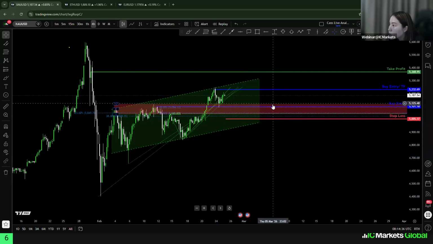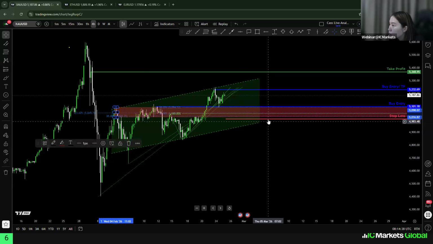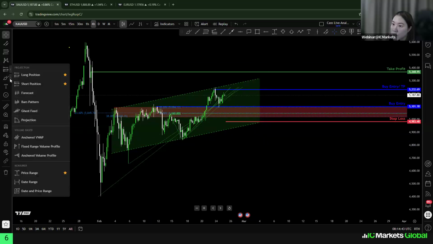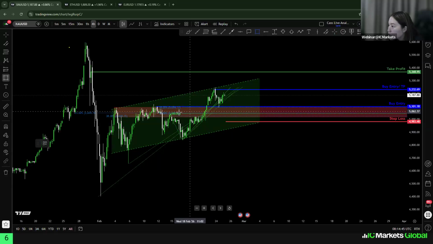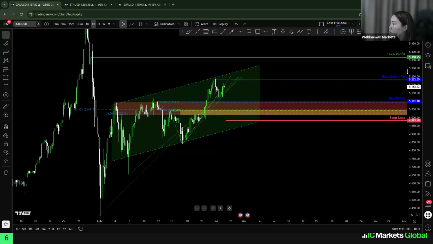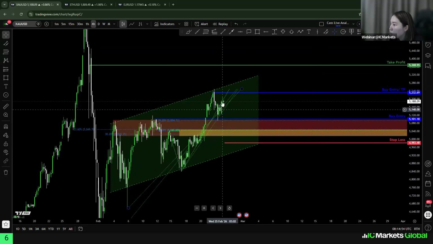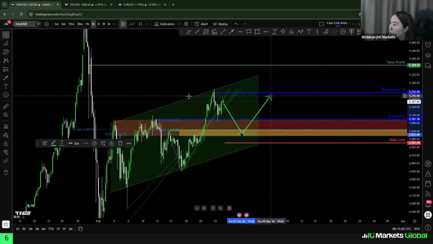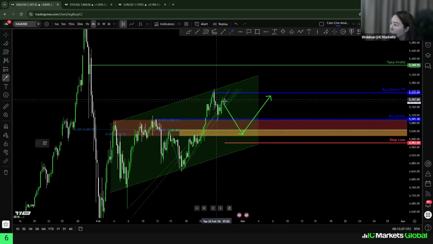I think there's a good chance price might pull back, more specifically to where this yellow box is. But in the event it doesn't pull back, I think it's going to go higher. So again, good chance it's going to pull back to here, and then from here it goes higher. If not, it's going to break up.